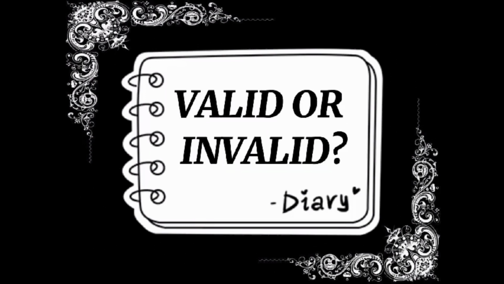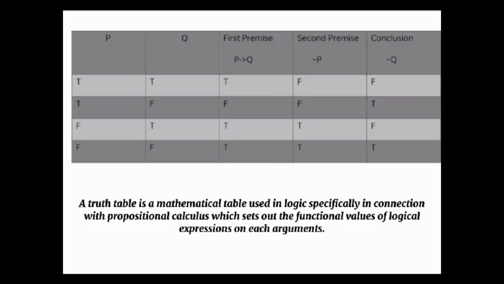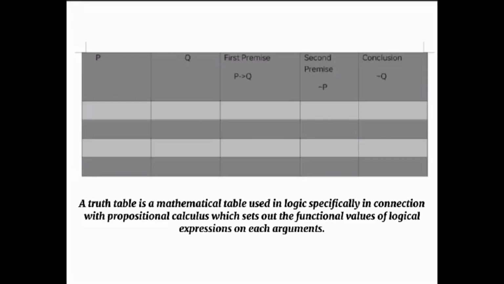In order for us to identify if our argument is valid or invalid, we must use the truth table. A truth table is a mathematical table used in logic, specifically in connection with propositional calculus, which sets out the functional values of logical expression on each argument.